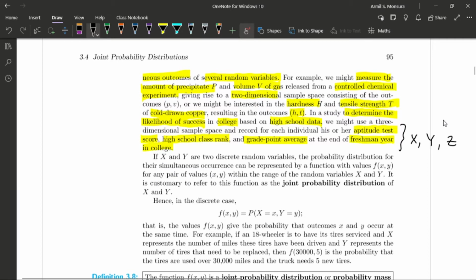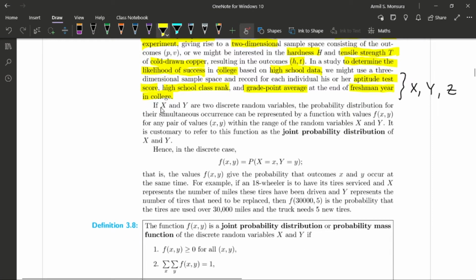Okay, so we will study how the distribution of probability goes for this kind of situation wherein we are now dealing with two or more random variables. So if X and Y are two discrete random variables, so simulan natin sa discrete case. Okay, the probability distribution for their simultaneous occurrence can be represented by the function with values f of x, y, for any pair of values x, y, within the range of the random variables x and y.